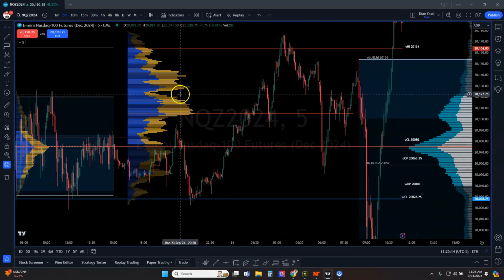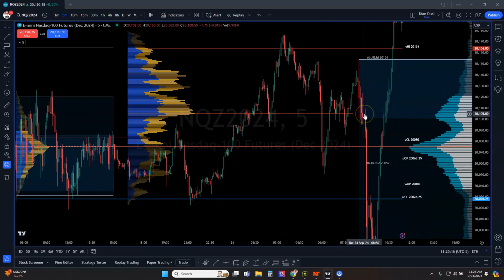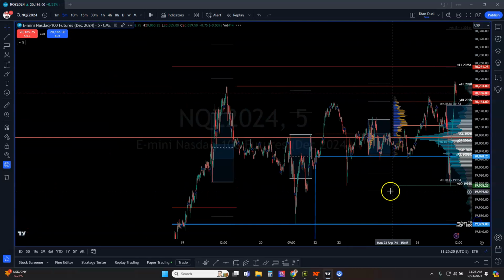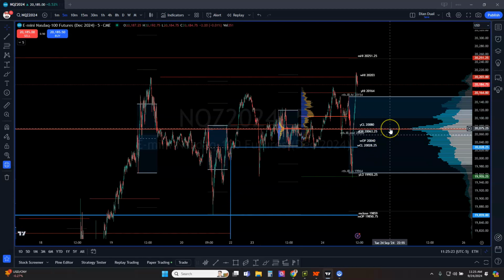ETH session. You make a profile there. That's ETH point of control. This is a composite on the right. So as I back out, I can get a composite view. Our composite view point of control is above 20,745.